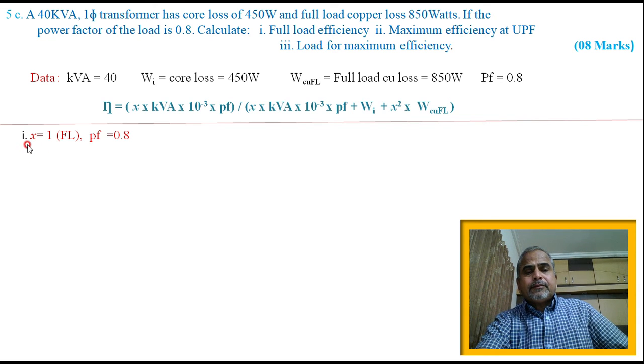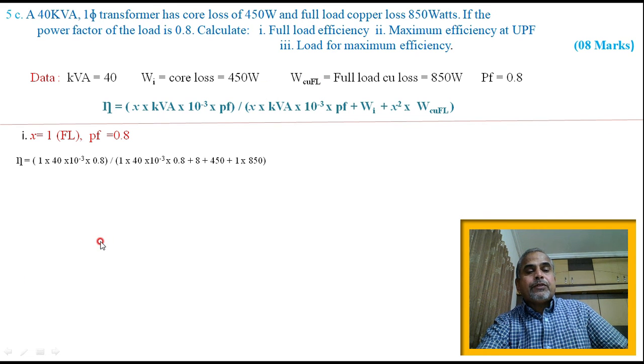The first thing he asked is the full load efficiency, which is straightforward. Here x is equal to 1 because it is a full load, and at 0.8 power factor he asked you to calculate the efficiency. Therefore the power factor is 0.8. The kVA is given, iron loss is given, and copper loss at full load is also given. Just substitute and find the efficiency. What you get is 0.9609, or in percentage, 96.09.